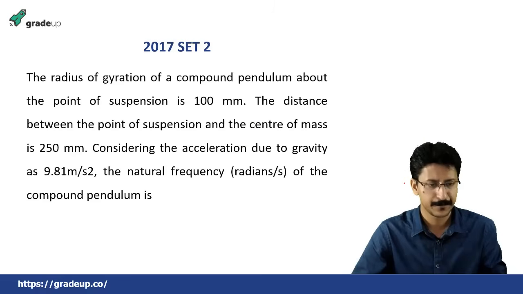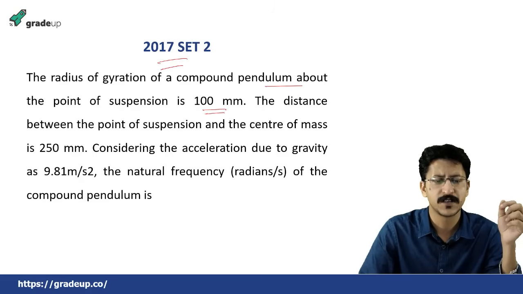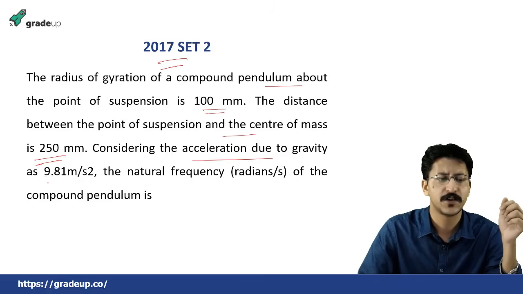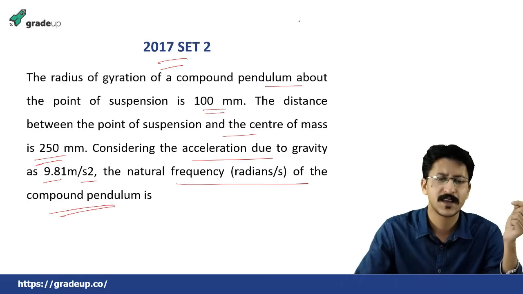Very simple. Next, 2017 set 2. The radius of gyration of a compound pendulum about the point of suspension is 100 mm. The distance between the point of suspension and the center of mass is 250 mm. Considering the acceleration due to gravity as 9.81 meter per second square, the natural frequency in radian per second of the compound pendulum is. Okay, in this case, in case of a simple pendulum, if I draw it, this will be done by the torque method.